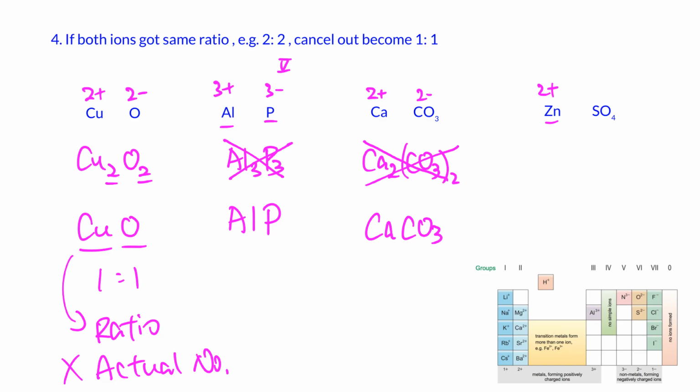So zinc 2+, sulfate 2-. So again it will be ZnSO4, zinc sulfate. No need to think like this. This is wrong. Just zinc sulfate.